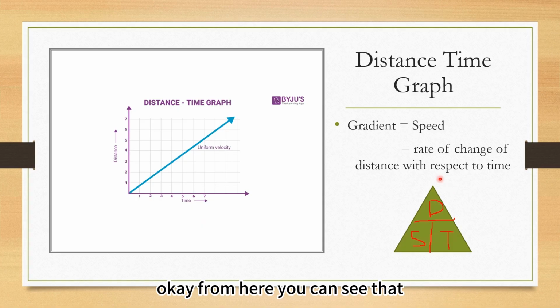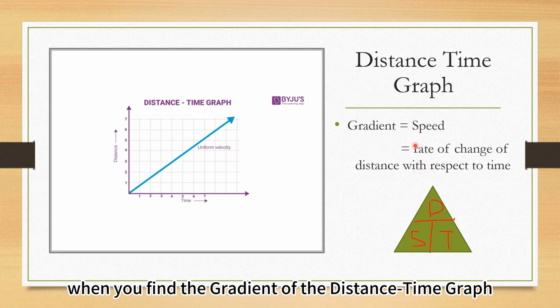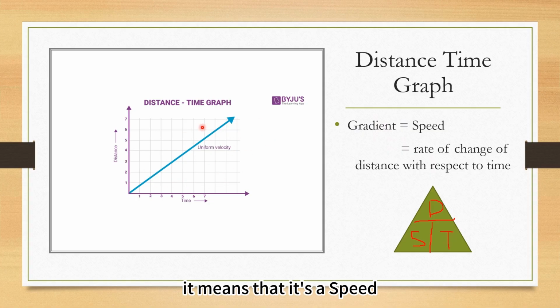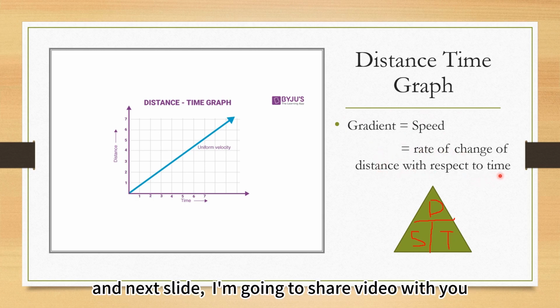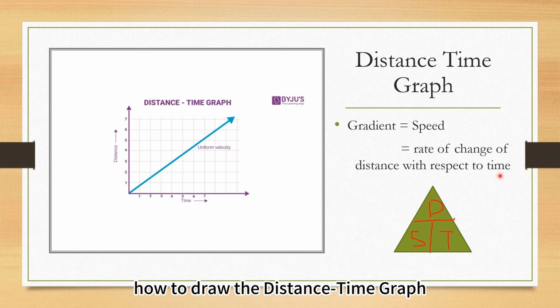From here you can see that when you find the gradient of the distance-time graph, it means the speed. We can also say that it is the rate of change of distance with respect to time. In the next slide, I'm going to share with you how to draw the distance-time graph.